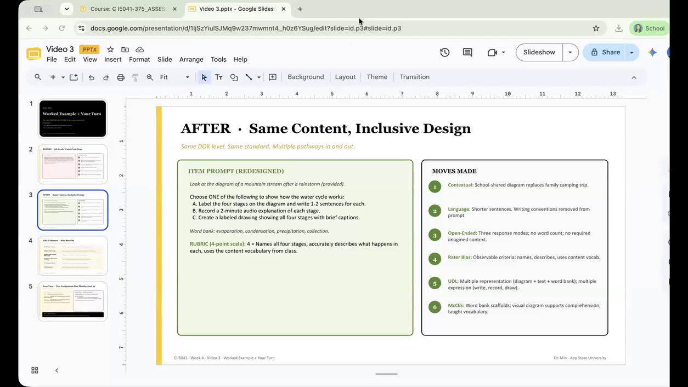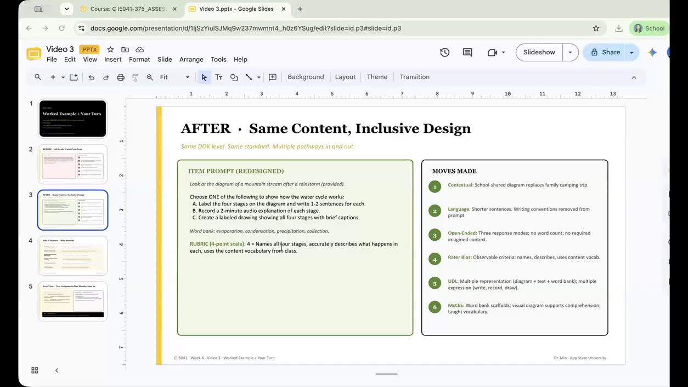Move 1, contextual. School shared diagram replaces family camping trip. Move 2, language. Shorter sentences, and the writing convention vocabulary like topic, sentence, and paragraph form is gone. The science is now the only thing the student is being asked to demonstrate. Move 3, open-ended. Three response modes, no word count, no required imagined context. The student picks the format that fits how they think.